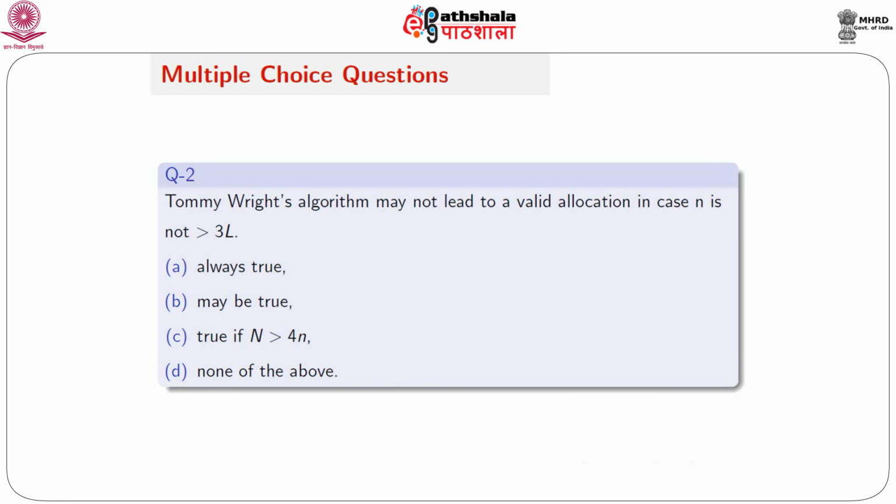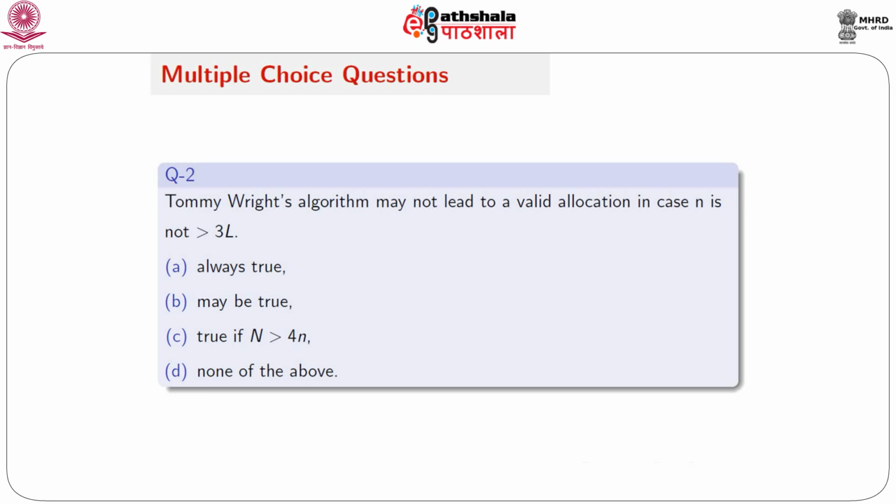Tommy Wright's algorithm may not lead to a valid allocation in case n is not more than thrice L. Is it always true? May be true. True if n more than 4 times small n, or none of the above. Very good. So we know what Tommy Wright's algorithm is talking about. It is based on a preparation of the two-way table and then going for it. Now when we say valid allocation, the only validity that we care about is that at least 2 observations should be taken from every stratum.